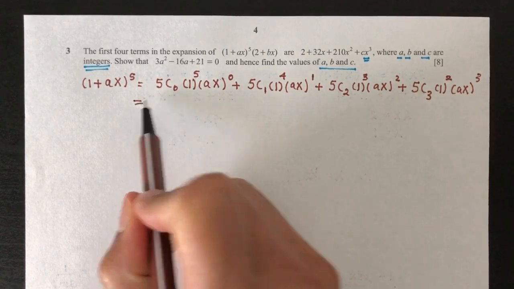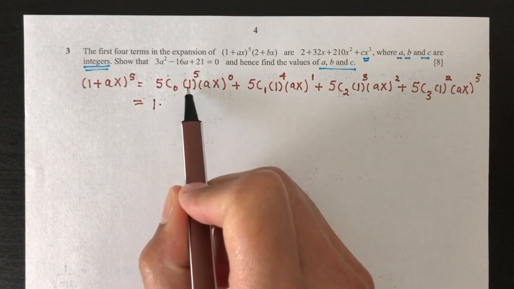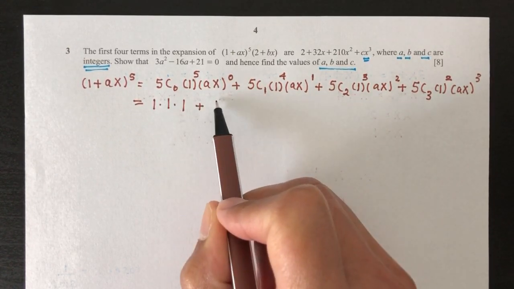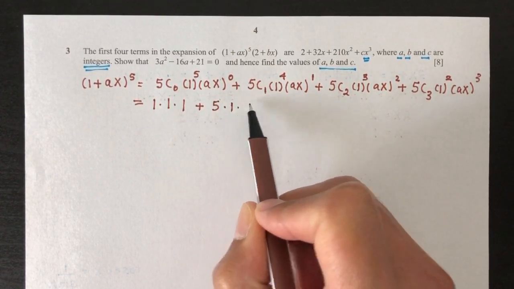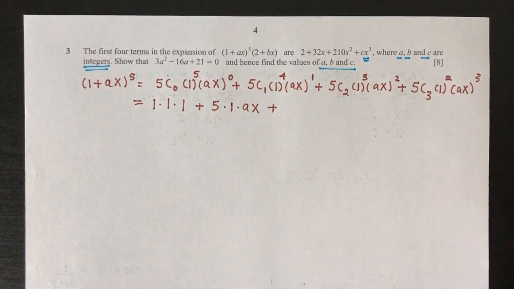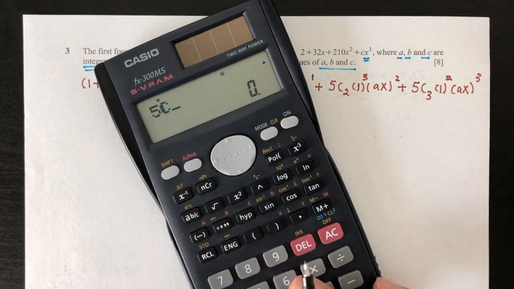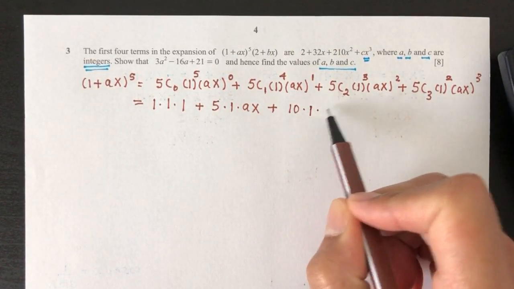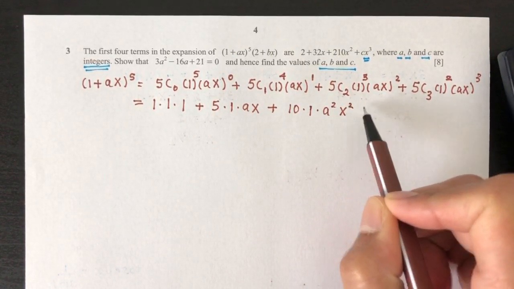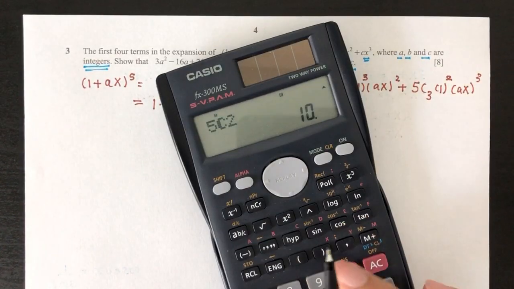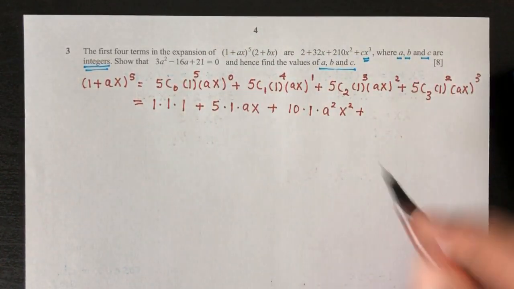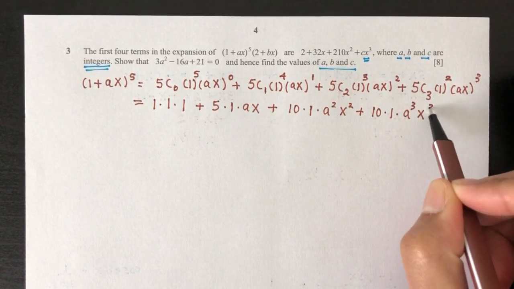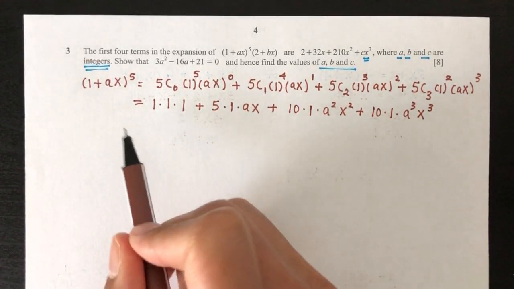Now if you expand, you will have 5 choose 0 is 1, 1 to the power 5 is 1, then this will be 1 as well. Plus 5 choose 1 is 5 times 1 times ax, plus 5 choose 2, that will be 10 times 1 times a squared x squared, plus 5 choose 3, that should be 10 as well, but let's check. Yep, 10 as well, times 1 times a cubed x cubed. So now we can simplify.